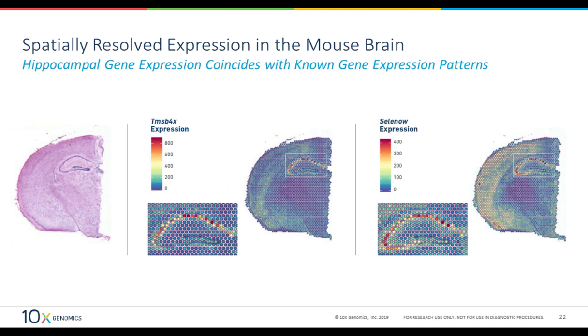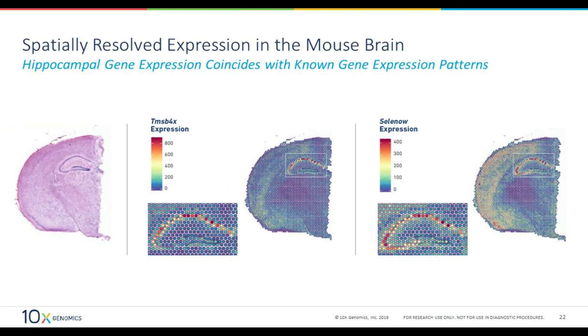Now, you might be interested in one specific gene, and in this example, we show with the mouse brain that there are two genes in particular, TMSB4X and Selenau, that are expressed in the hippocampus. And so we knew via literature that these two genes would be highly expressed in the hippocampus. And you can see that with spatial, when we select these two, that they are indeed confirmed in that anatomical region of interest.